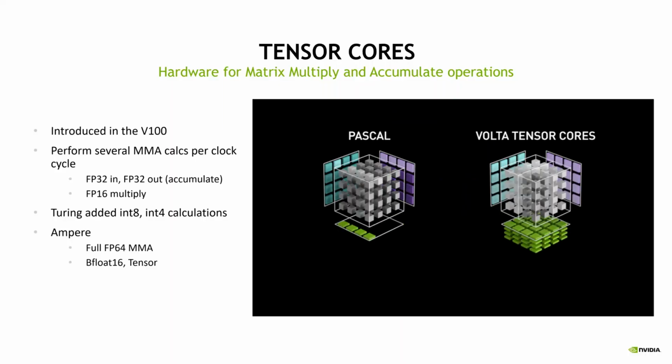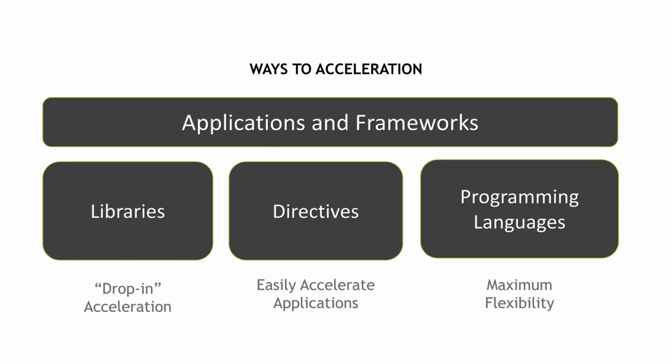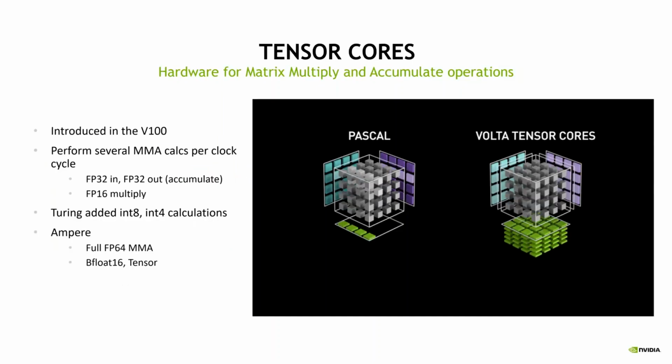So I mentioned tensor cores, and this is dedicated hardware on the GPU for doing matrix multiply and accumulate operations. They were introduced in the Volta generation of cards, and on that generation, they performed these matrix multiply and accumulate calculations at a mixed precision. So they would take in single precision data, they would do the multiplication in FP16 half precision, and then they would output the accumulated answer in single precision again.